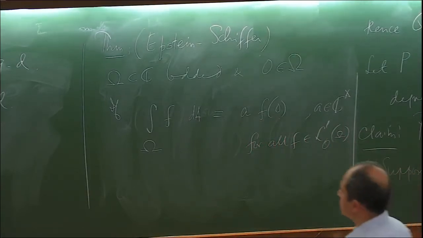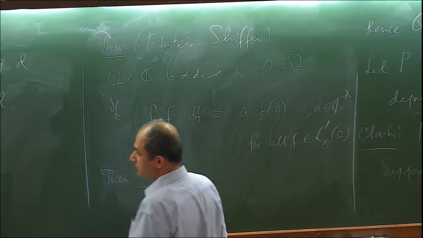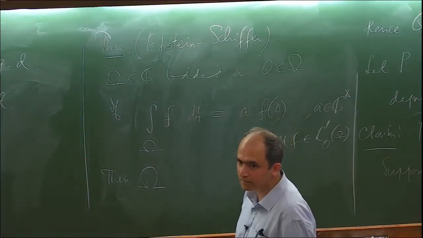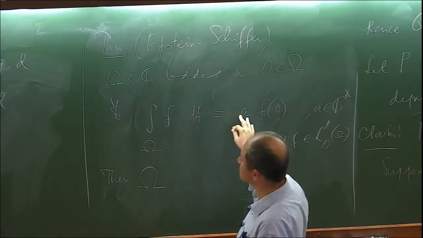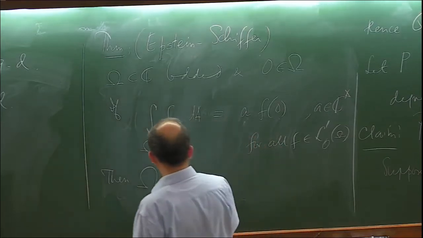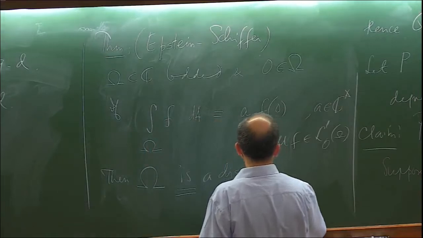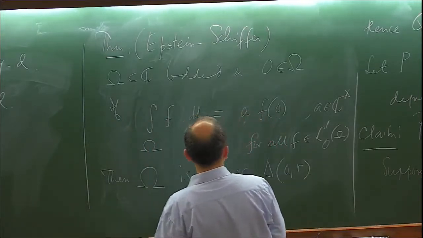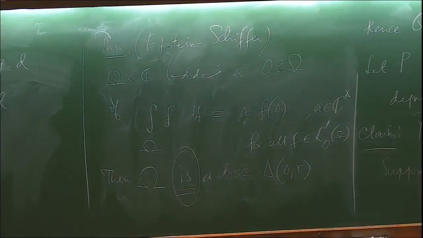The theorem says that then omega is in fact the disk with center 0 and of a certain radius which is related to this constant here. The nice thing is, it's not saying that omega is biholomorphic to a disk, but omega is the disk.